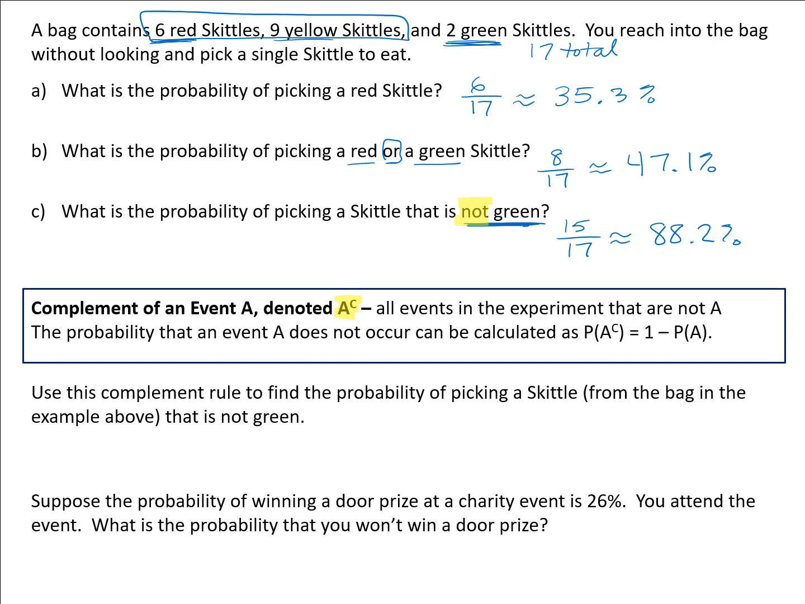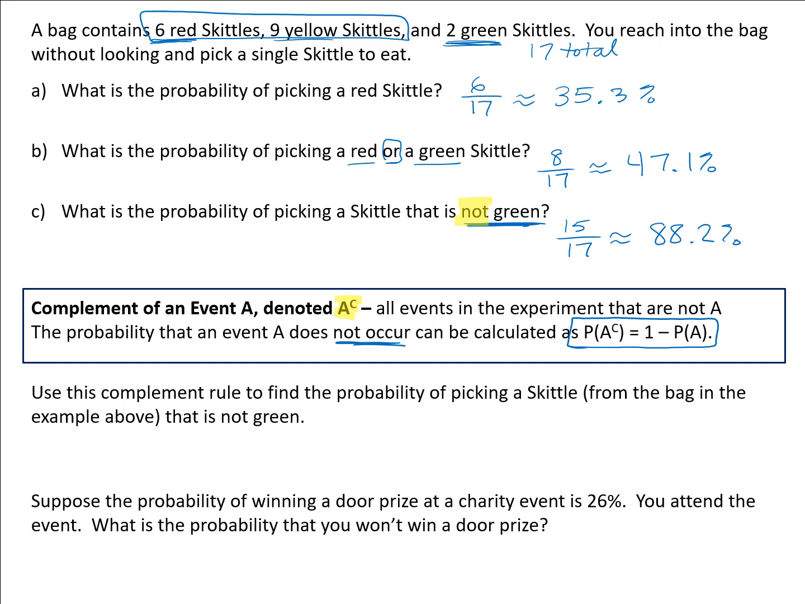The probability that an event does not occur, in other words, the probability of the complement of an event, can be calculated with a pretty simple formula. It would be calculated as 1 minus the probability of A. Now you might be asking yourself, why 1? Well, remember 1, with no percentage after it, is the decimal equivalent. If we think about the percentage equivalent of 1, that would be 100%.